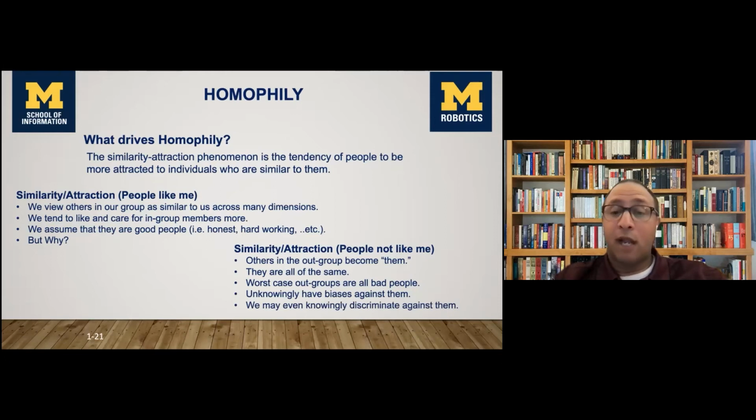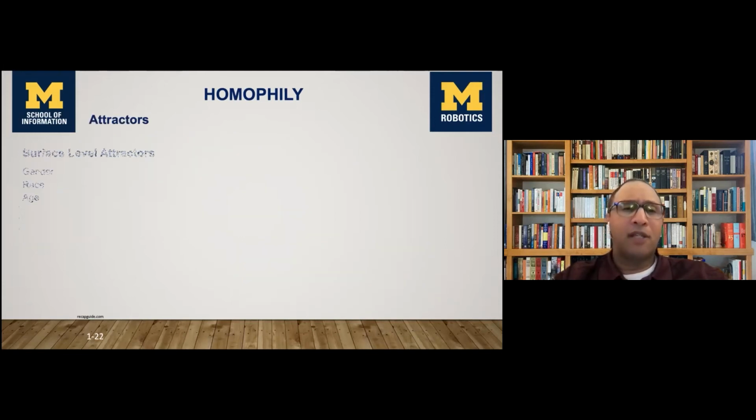In some cases, yeah, it can be actual discrimination, right? Because one could just give someone a low score from that. But in many cases, these biases are very subtle. But when you have an AI system that records all these interactions, this can basically magnify. Some of these attractors, things that attract like people, we call surface-level attractors: gender, race, and age. If we're the same age, we could be attracted to each other. That's a form of homophily.